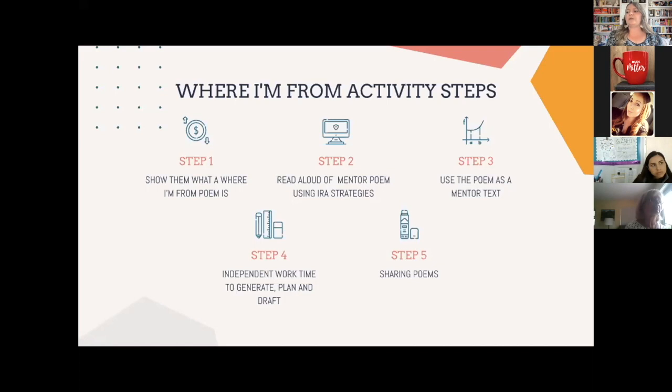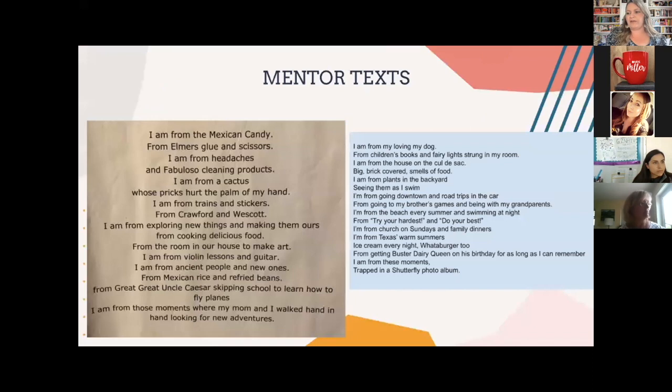Step three, use the poem as a mentor text. Tell the students, you can use this poem and ask yourself, what is this author doing that I could try? Then step four, independent work time for the students to generate, plan, and draft. You can give them a scaffold if they need it. I believe it's the next slide, I have an upper grade scaffold and a primary scaffold. And step five, they will share their poems with each other.